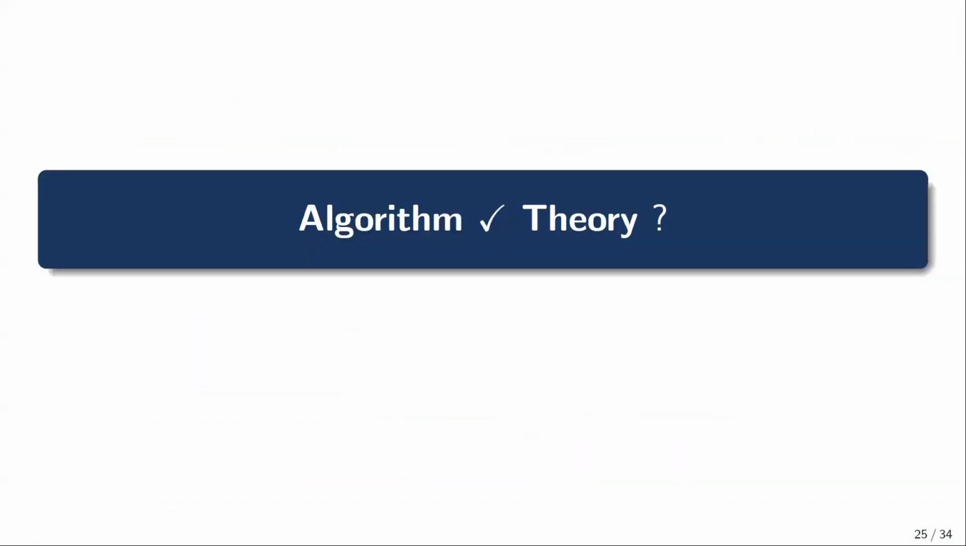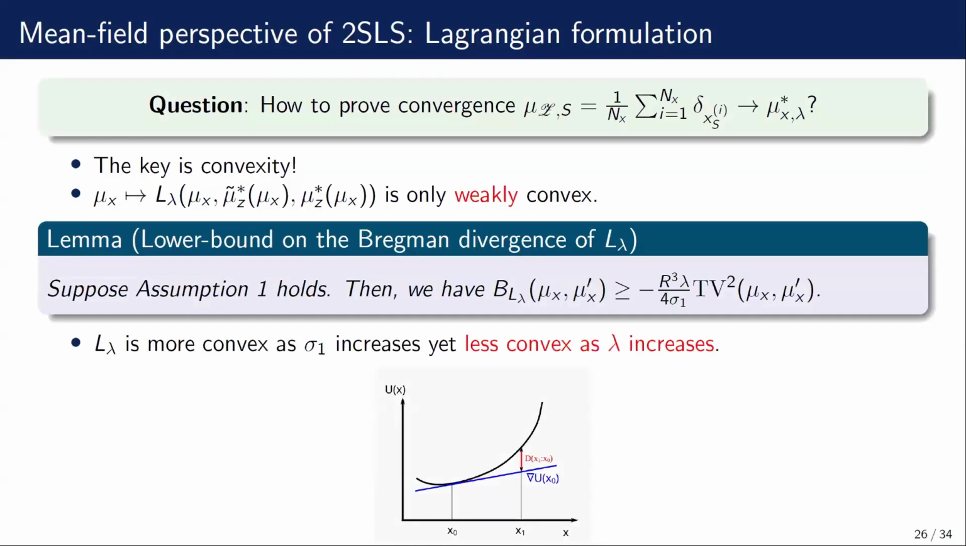Okay, so now we have the algorithm. What about the theory? The major question is how we can prove convergence of the output of our algorithm towards the optimal distribution. And the key is convexity. But unfortunately, we can only show weak convexity.